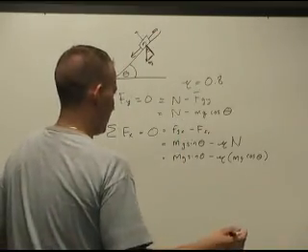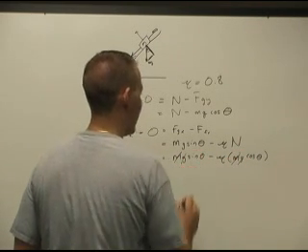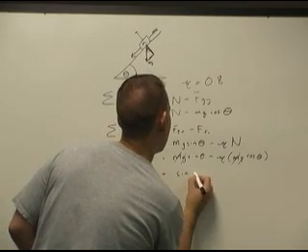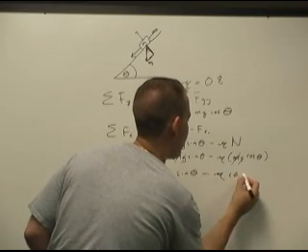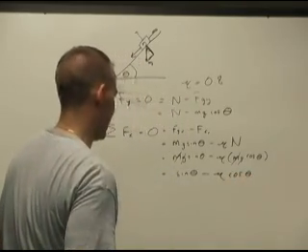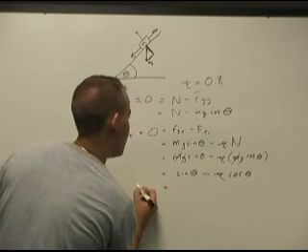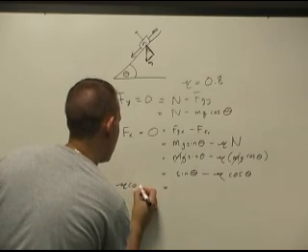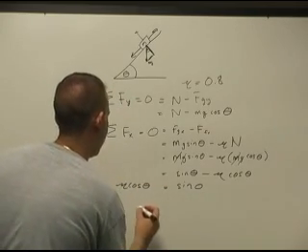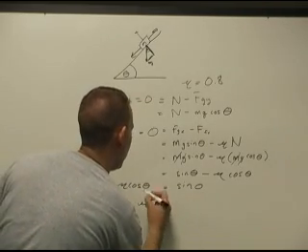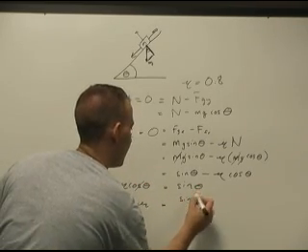So, you can do some simple cancellations here. The m's are going to go away, the g's are going to go away, and this is equal to sine theta minus mu cosine theta, all equal to 0. I'm just going to move this to the other side. So mu cosine theta is equal to sine theta. And then mu is equal to sine theta divided by cosine theta.